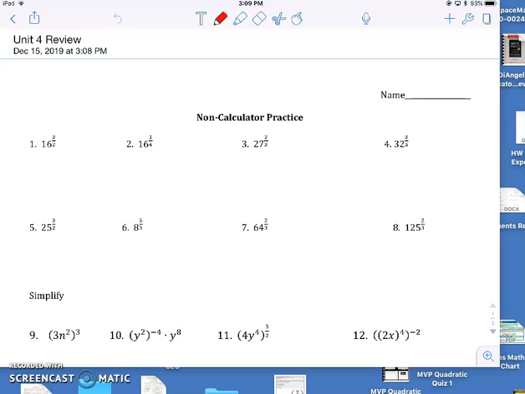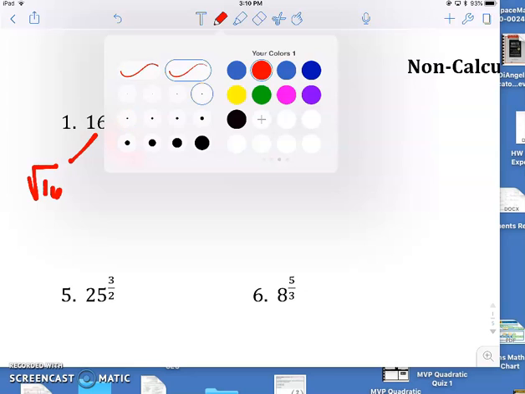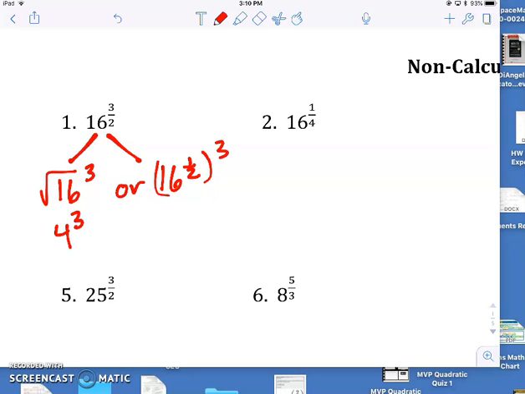So these first couple here, we're going to be practicing with exponents without a calculator. So you could think of this one two ways. You can think of it, so you take the denominator, the square root of 16, so the square root of 16 cubed, or you can think of it as 16 to the 1/2 cubed. So the square root, we got 4 cubed. This one, 16 to the half. What number squared gives you 16 is 4. So we have 4 cubed again, which gives us 64.